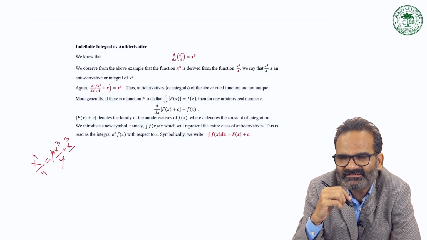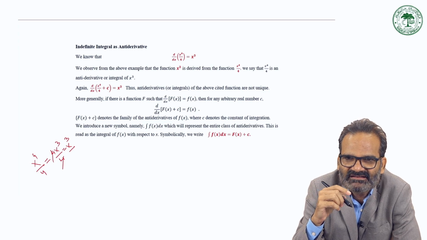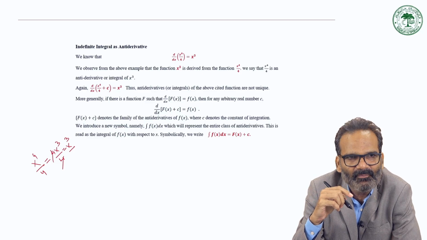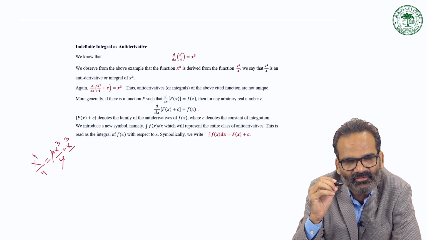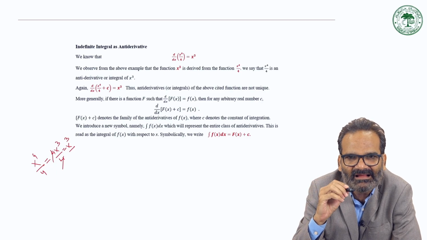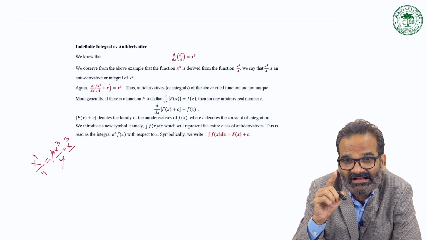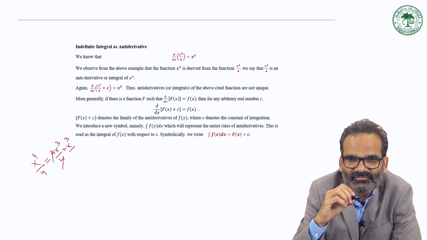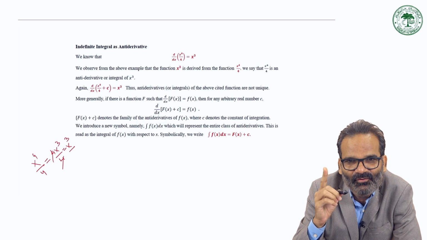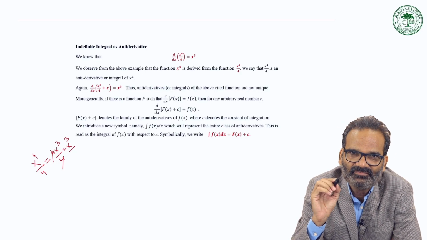So what we observe from this equation, we can observe from the above example that x³ is derived from the function x⁴/4. That means x³ is the derivative of the function x⁴/4. And I have just told you integration is just the reverse process. So if x³ is the derivative of x⁴/4, then naturally x⁴/4 is considered the antiderivative or integral of the function x³. Are you getting the point?